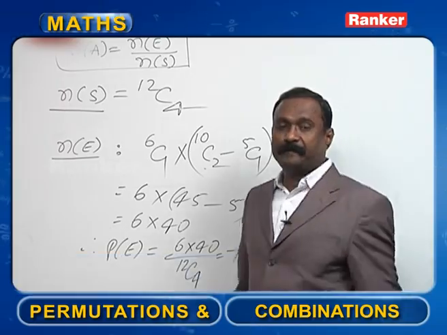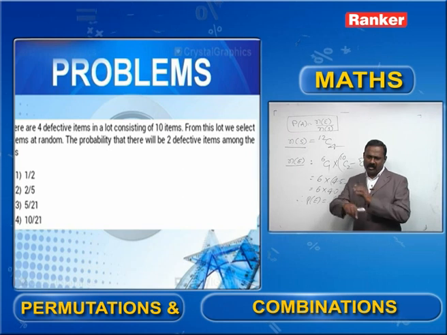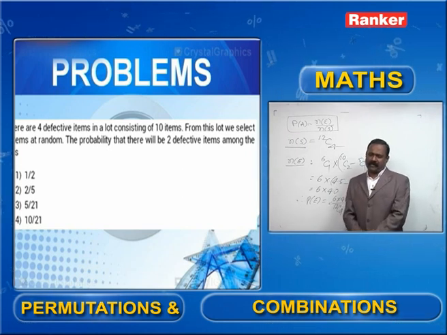Okay, go to the next slide. There are 4 defective items in a lot consisting of 10 items.